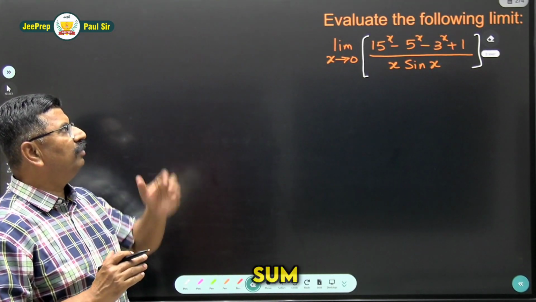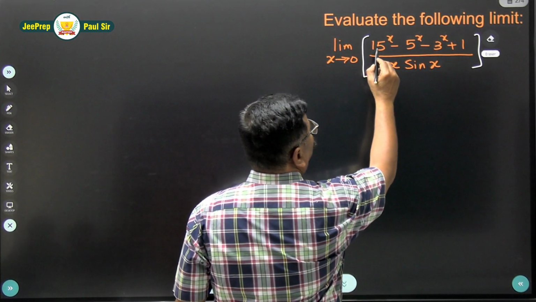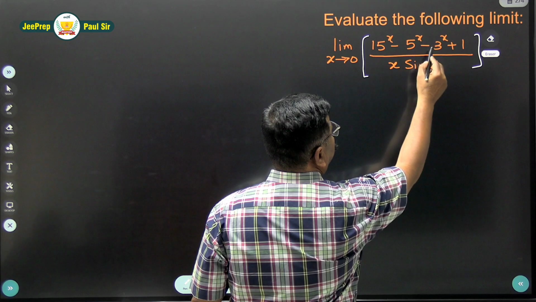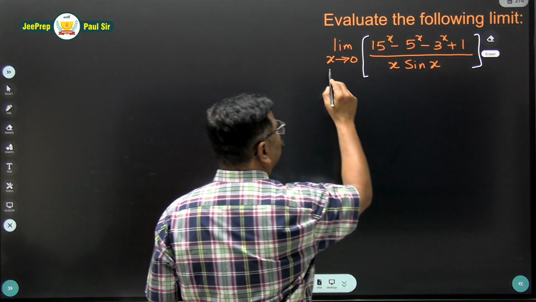Today we will do one more sum on the exponential limit. Let's read the sum. Limit of 15 raised to x minus 5 raised to x minus 3 raised to x plus 1, all divided by x sin x, when x tends to 0.